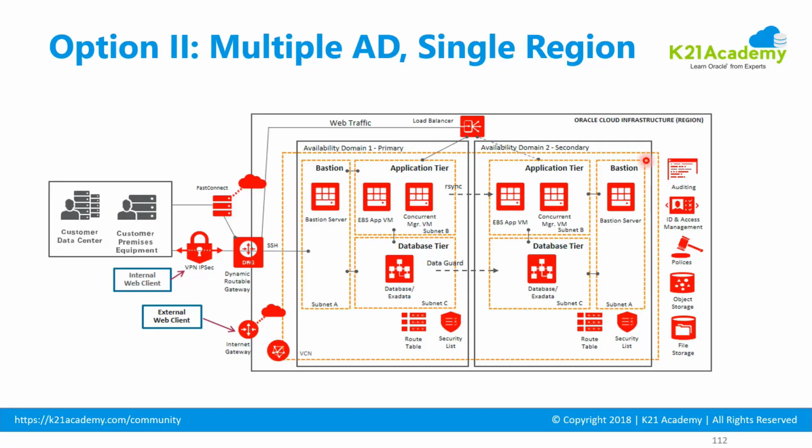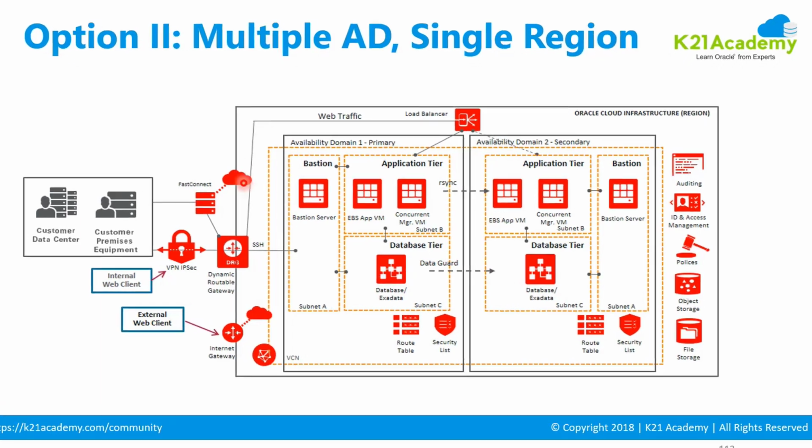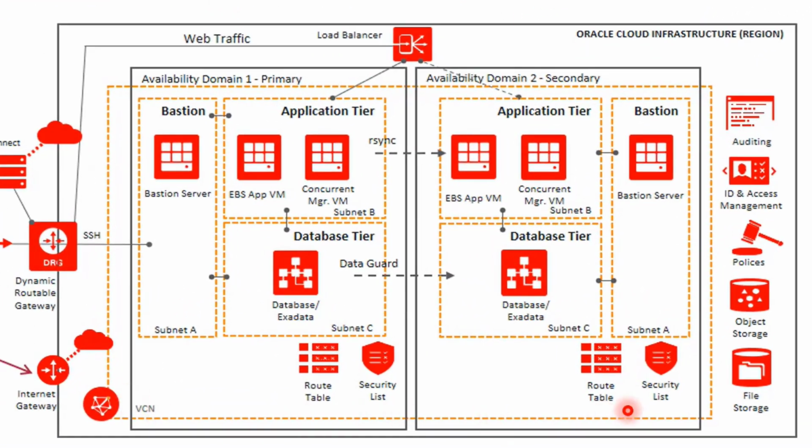So similar to the previous setup, you create a virtual cloud network within a region, and then you further divide that into multiple subnets. So you create one subnet for the database tier in availability domain 1, a second subnet for the application tier in availability domain 1, and then a third subnet for the application tier in availability domain 2, and a fourth subnet for the database tier in availability domain 2.